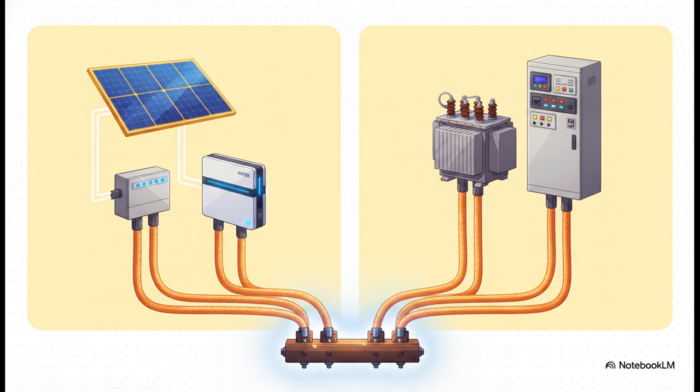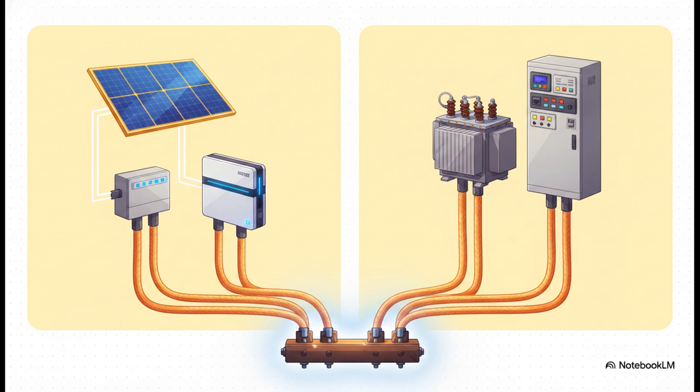And notice the really strict division of resistance targets we have here. Over on the DC side, so your module frames, combiner boxes, inverter chassis, you're aiming for a resistance of 3 ohms or less. But on the AC side, your transformers and medium voltage switchgear, that target actually relaxes just a bit to 5 ohms or less.